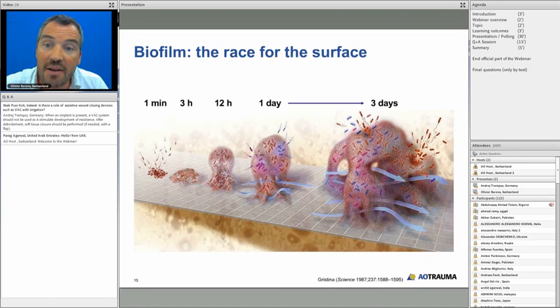How does this look, and how fast does it go? It goes very quickly. The biofilm is the so-called race for the surface. That happens pretty quickly, as you can see here. At the beginning, we have free floating bacteria. They are planktonic. Then they go on our plate.